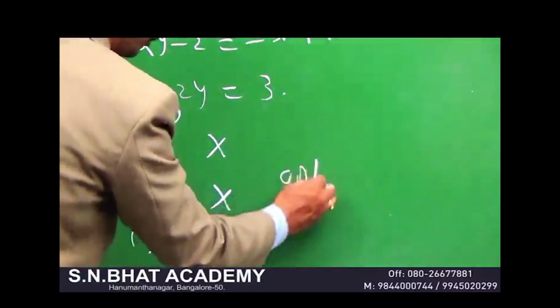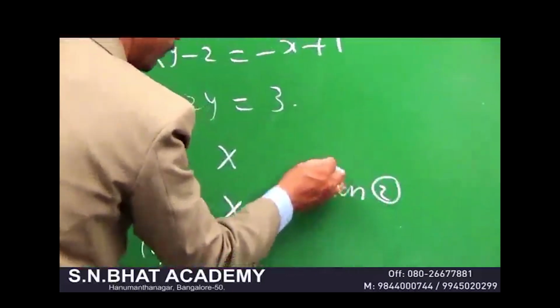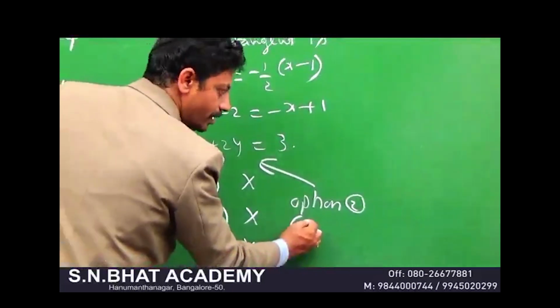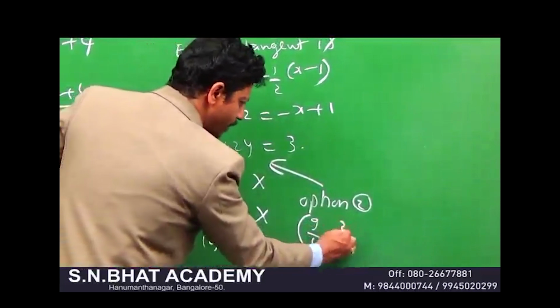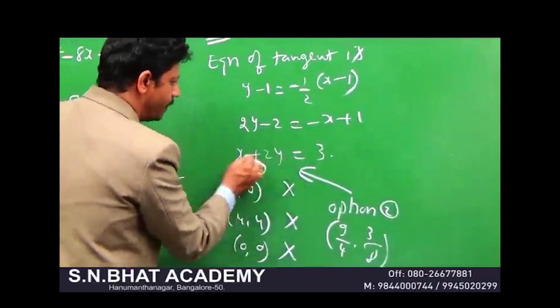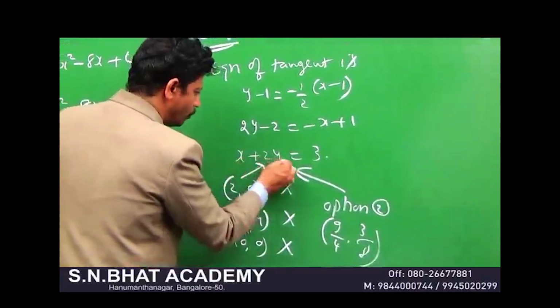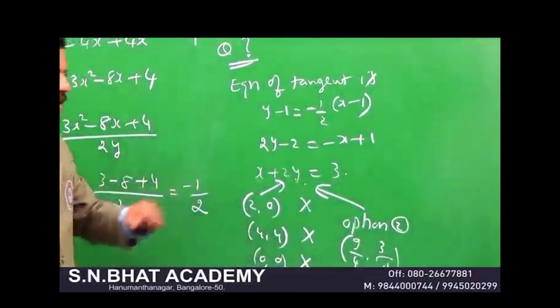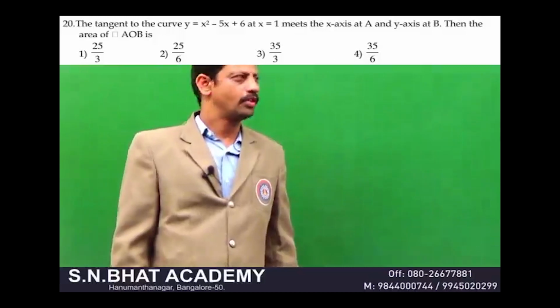Therefore it should be option 2. And option 2 satisfies this equation. Option 2 is 9 by 4, 3 by 8. If you substitute 9 by 4 for x and 3 by 8 for y, then after simplification you get 3. Therefore that is the right answer. We move on to question number 20.